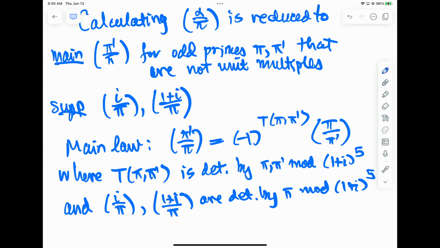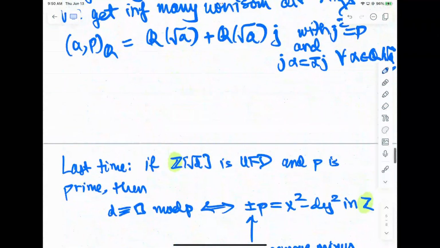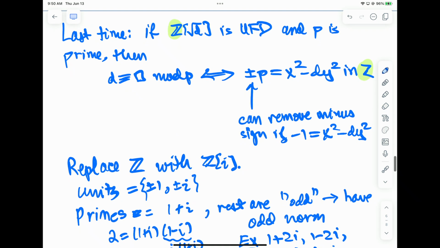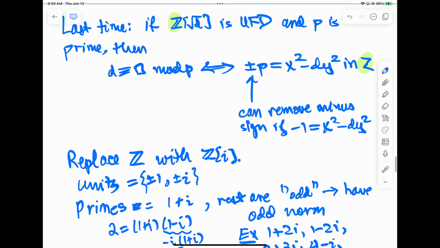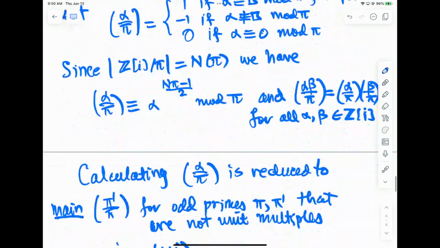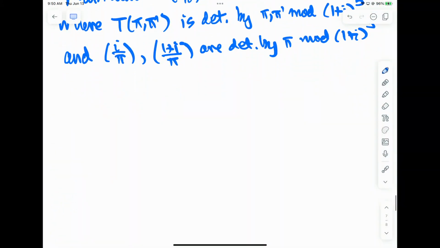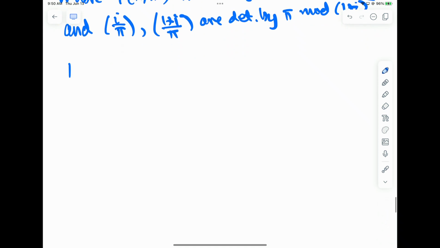And so I'm not going to give the formulas here, but I'll just show you an example, coming back to the question about the Diophantine equation, about a number being a square mod a prime in Z, if Z root D is a UFD, being equivalent to writing plus or minus p as a norm, and you can get rid of the minus sign if you can write minus 1 in that way. So let's just do one example. Okay, so here's a theorem.